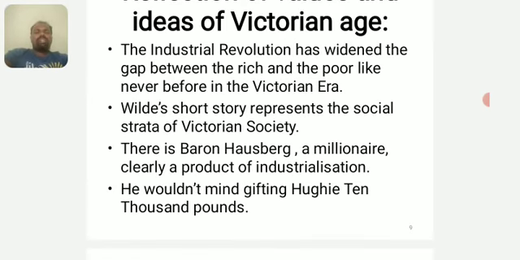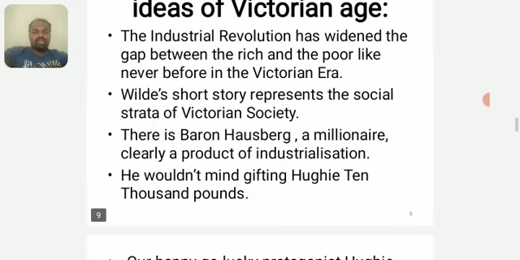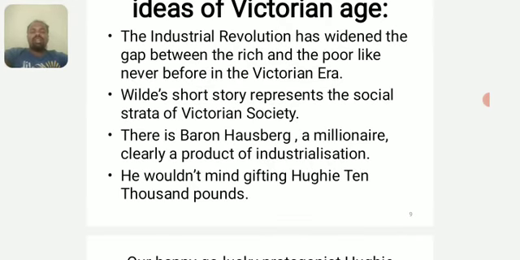Wilde's short story represents the social strata of Victorian society. In Victorian society, we could see all kinds of people: working class, middle class, and rich people. We find examples for all these categories in the characters. There is Baron Hausberg, a millionaire, clearly a product of industrialization. He was a great industrialist. Because of industrialization, he became such a rich man, and he wouldn't mind gifting Huggy 10,000 pounds. It is not a small amount of money to gift for a marriage, but he wouldn't mind. It shows us that he had such huge wealth, and he was able to gain it only because of industrialization.